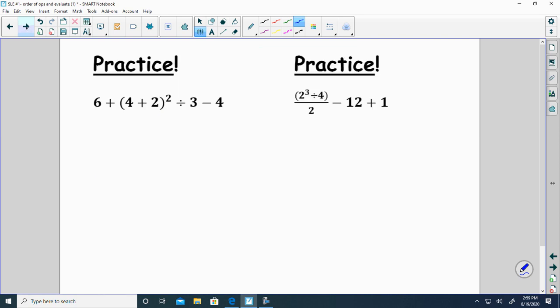So let's go ahead and practice. For the first one, it looks like we have some parentheses, so let's take care of that first. That's just going to give me 6. Notice I have it squared, then divided by 3 minus 4. So I took care of the parentheses first. Now I have an exponent, so we need to take care of this.